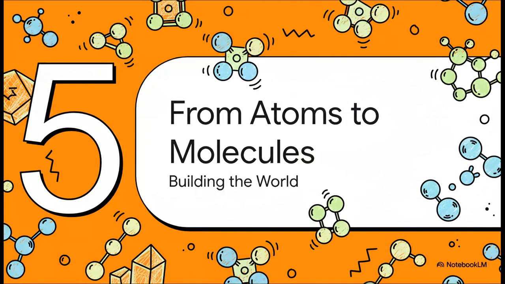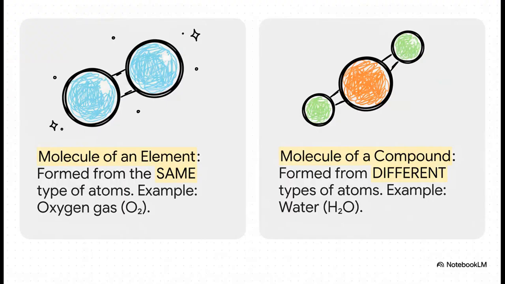Okay, so we've got a way to measure the atoms. Now let's see how these little guys actually get together and combine to build, well, everything. The thing is, atoms are pretty social. They don't usually hang out alone. They bond together to form molecules, and there are really just two main types. If you have a molecule made of only one type of atom, like O2, which is just two oxygen atoms stuck together, we call that a molecule of an element. But if you have different types of atoms joining forces, like H2O with its hydrogen and oxygen, then you've got a molecule of a compound.